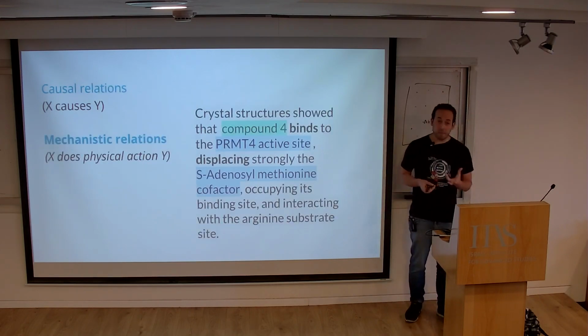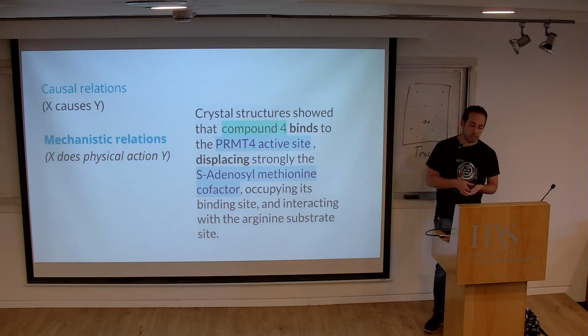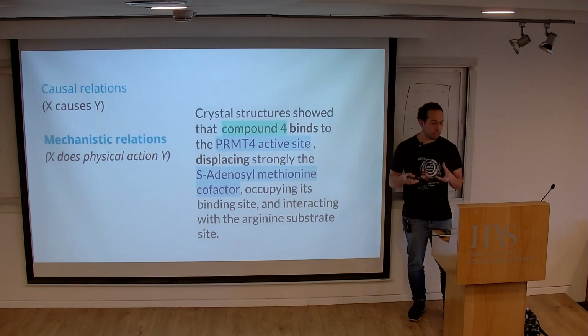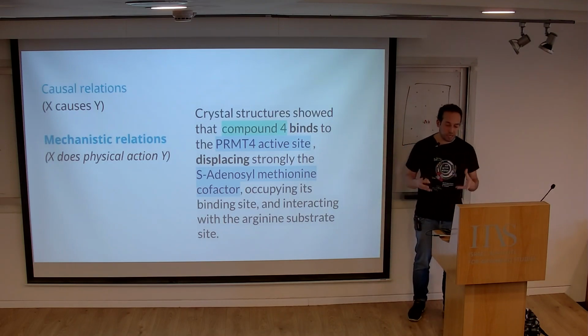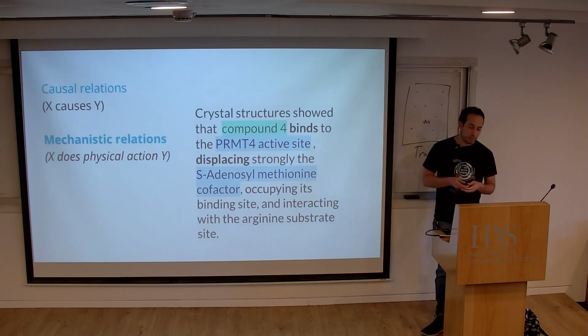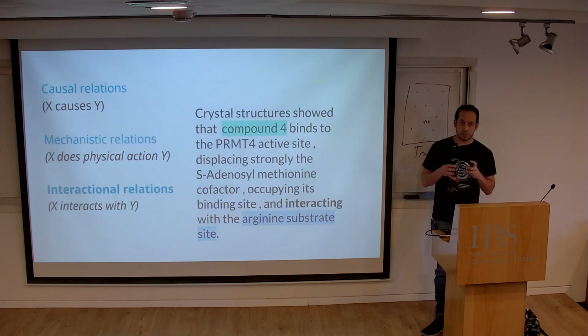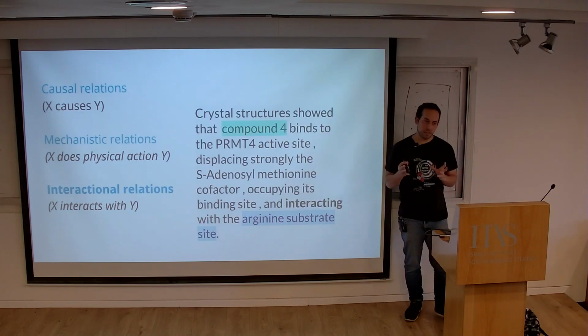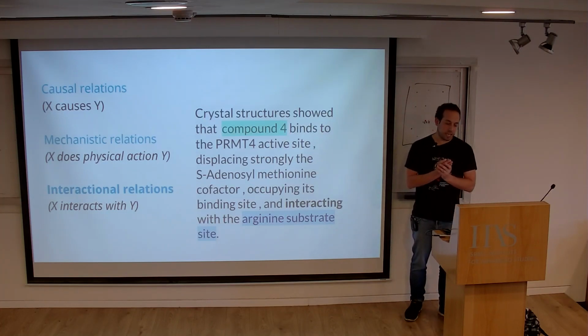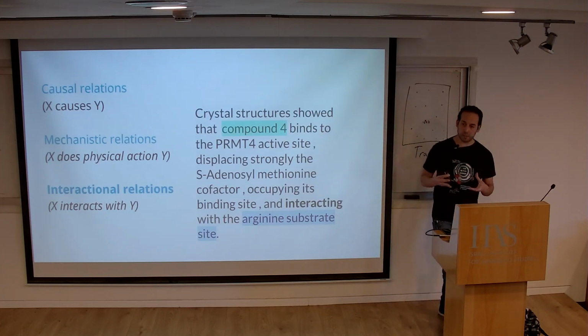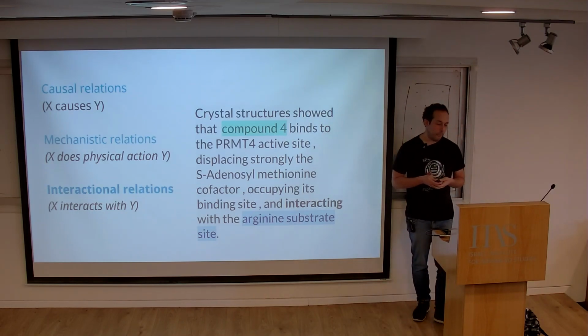We extract mechanistic relations, as we call them, these kind of physical activities in the physical real world. So for example, some compound binds to some active site and can displace something else. And then finally, we have these kind of softer interactional relations where the text doesn't necessarily explicitly say how two things interact, but it does mention there is an interaction or some sort of correlation, as you can see here, for example.